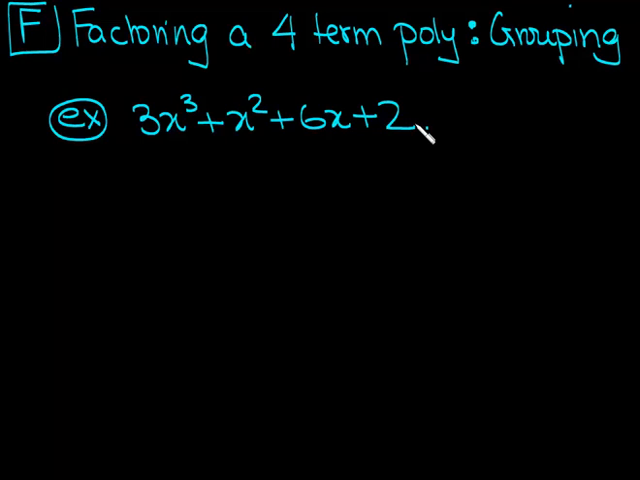You can convince yourself that there's nothing in common in all 4 terms. So there's no greatest common factor. The next thing is you look at the number of terms. I have 1, 2, 3, 4. So I need to group. So we group the first 2 terms and we group the last 2 terms.